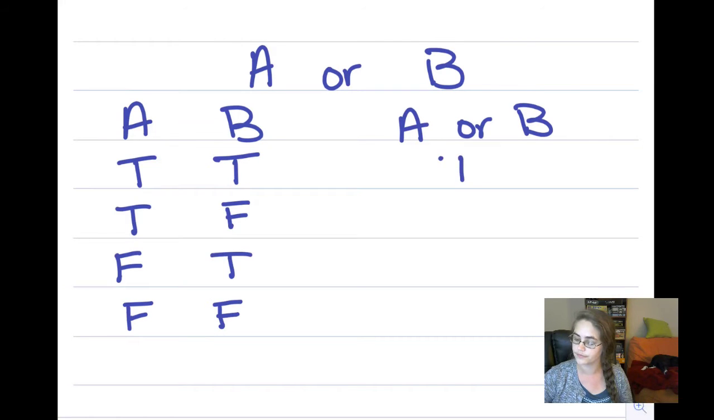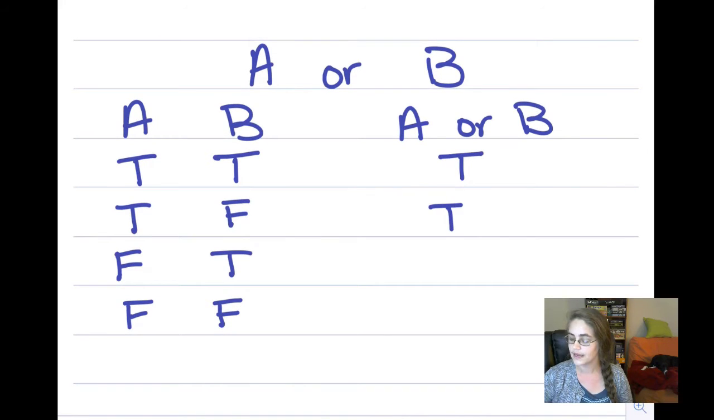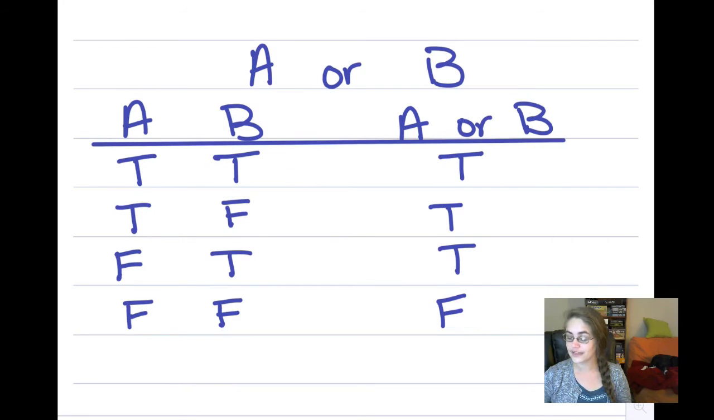So this is true. I have true or false. Since we have one true in there, the or statement is true. And then false or true, again we have one true, so it's true. And then false or false, we have no true values in there, so the or is false. So with AND we were only able to make true one way. With or, we're only able to make false one way, and that's when both of our inputs are false. And you can verify this with Trinket in the same way that we did AND.